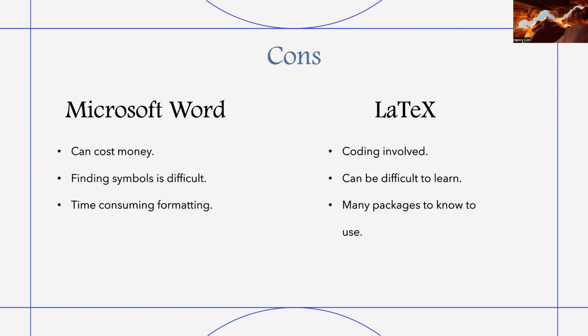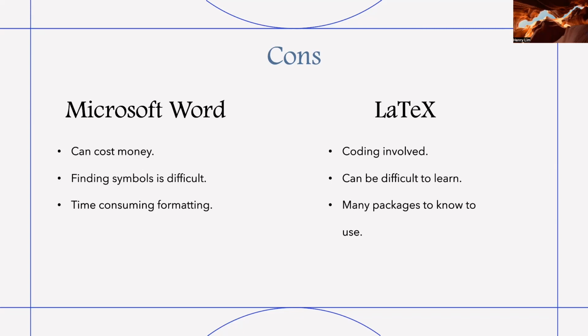And the formatting that can be involved with writing a paper can be time consuming and take quite a while, which can be quite inconvenient. For LaTeX, the coding can also be a bit of a con because not everyone is good at coding. Not everyone might want to learn how to code. And it can be difficult to learn for some because they might not be good at coding and there might be quite difficulty in figuring out how that code might work.